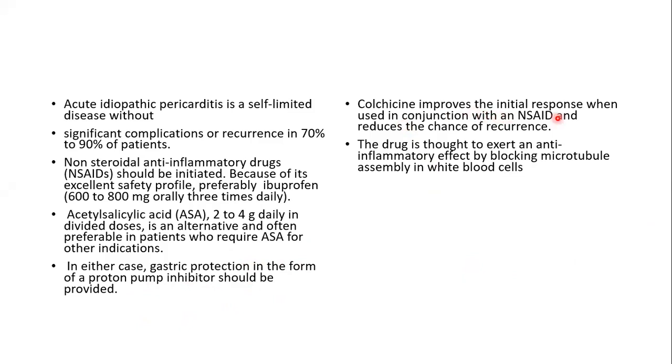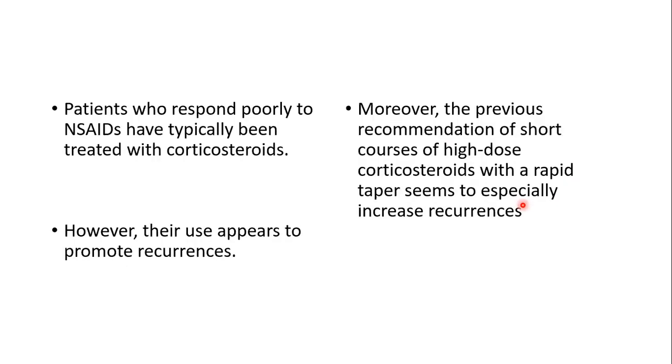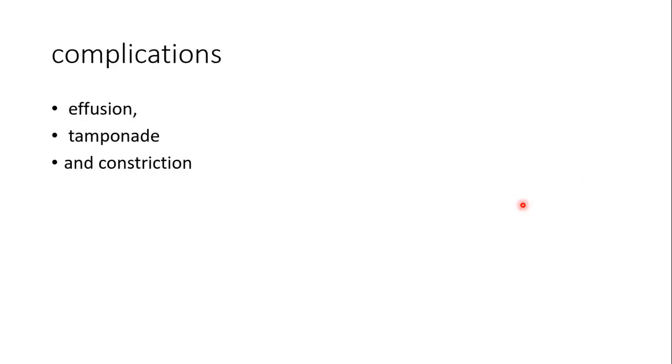Colchicine improves the initial response when used in conjunction with NSAID. Okay, so patients who respond poorly to NSAID are typically treated with steroid. However, their use appears to promote recurrence, and moreover, the previous recommendation of a short course of high-dose corticosteroid with rapid tapering seems to especially increase recurrence. Okay, so the complications of acute pericarditis could include effusion and tamponade, which we're still discussing.